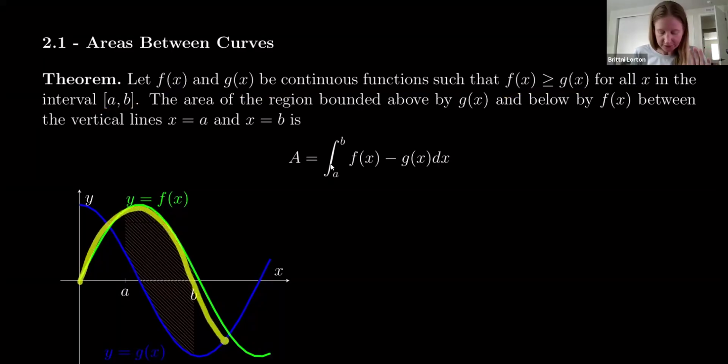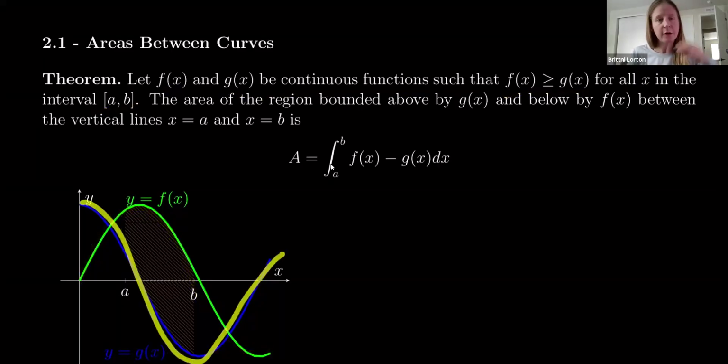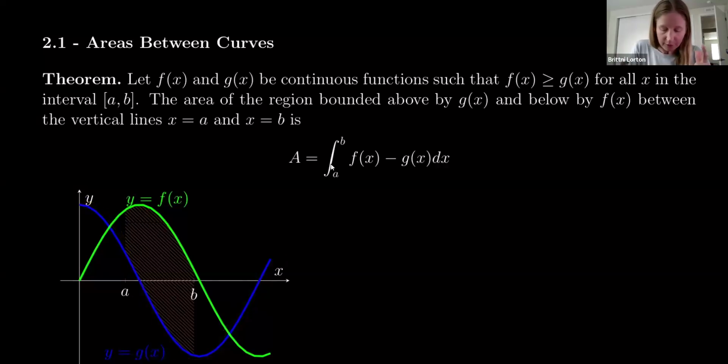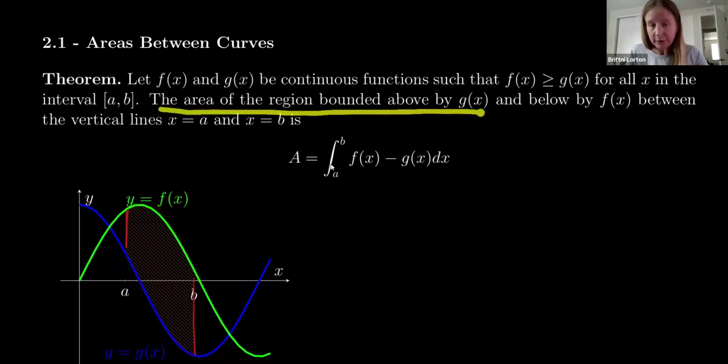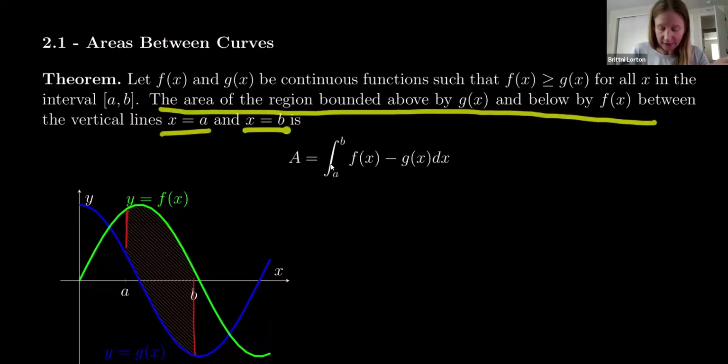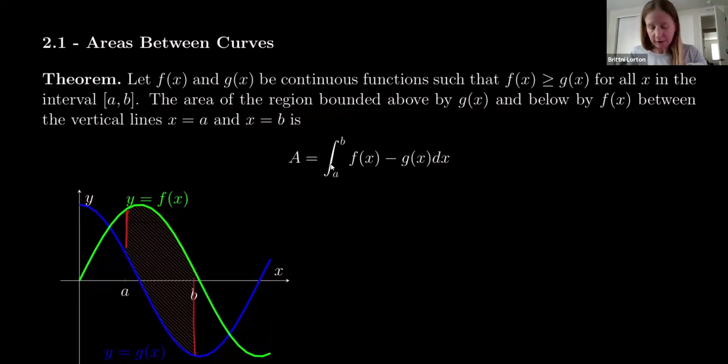So I have f of x, which is this green function, and then g of x, which is this blue function, where sometimes one of them is bigger than the other, but the important part that we're noticing here is in between the interval a and b, f of x is bigger than g of x. Then the area of the region bounded by those two functions between the lines x equals a and x equals b is the integral of f of x minus g of x.